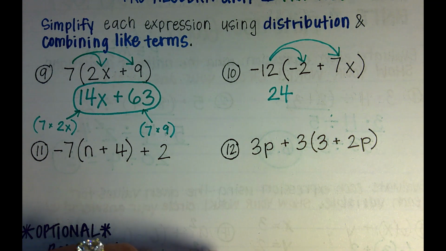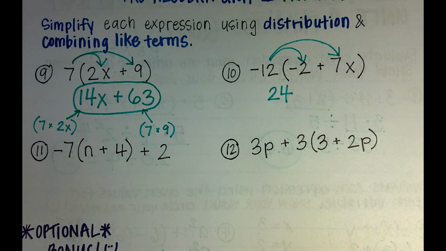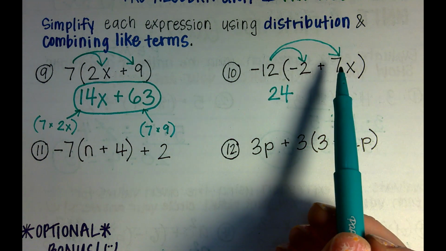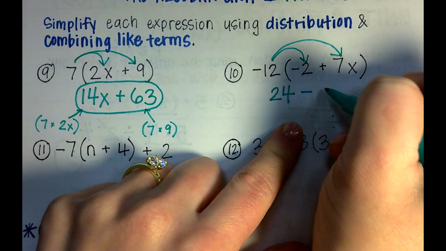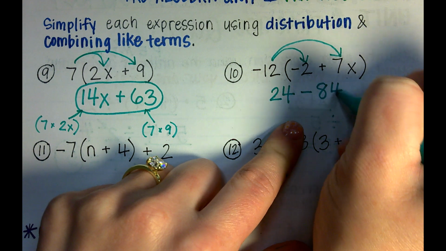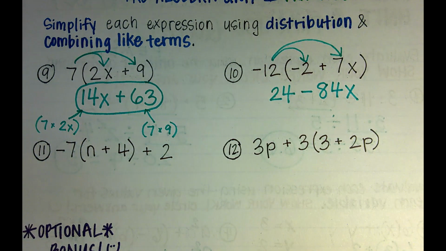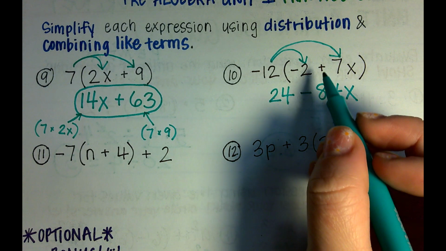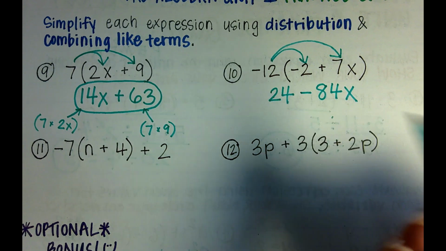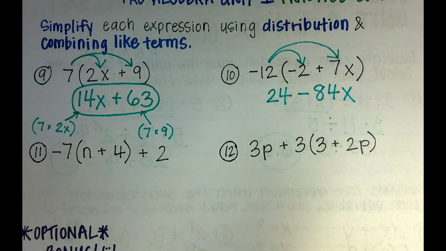And what am I multiplying next? 7. So negative 12 times 7. Negative 84x. Good. Perfect. So because we got negative 84, we don't need to write plus negative 84. We can just say minus 84x.